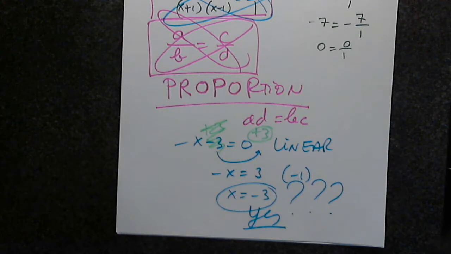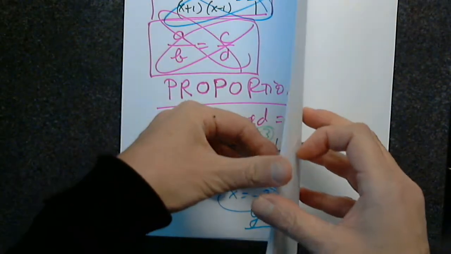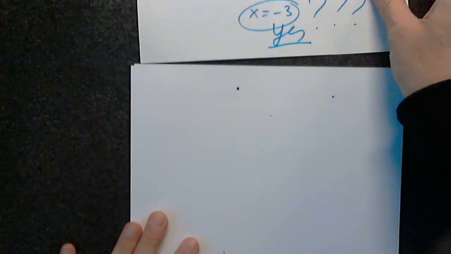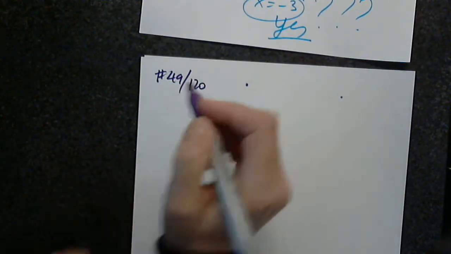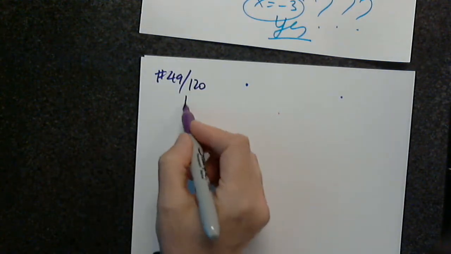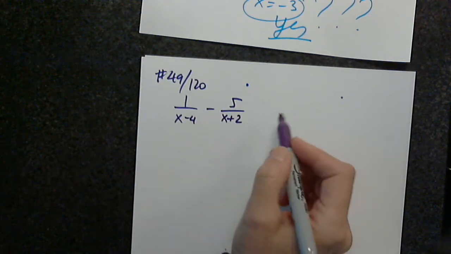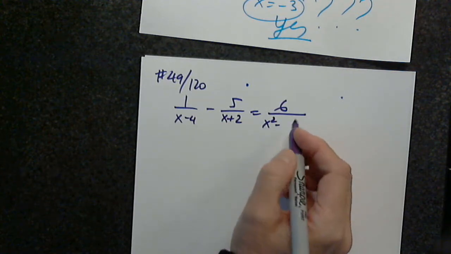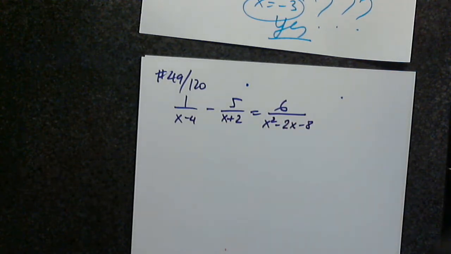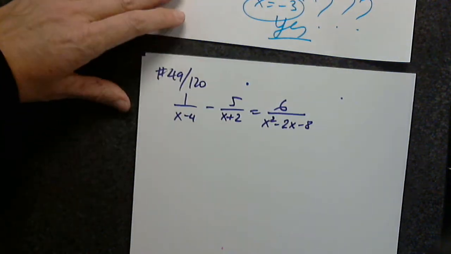Any questions? Okay, can I choose another? Okay, very good. Let's say, what about 49? Same page, 120. And that is 1 over x minus 4 minus 5 over x plus 2 equals 6 over x squared minus 2x minus 8. Now the first one took, I don't know, 6-7 minutes. Now this one should take us much less.